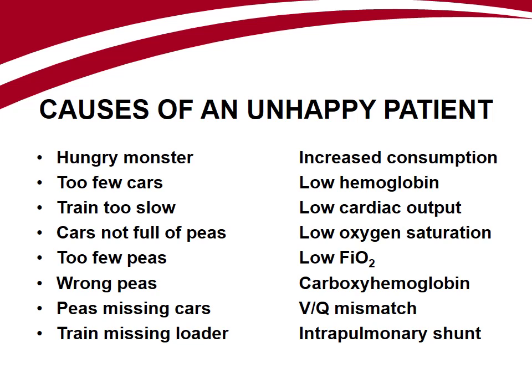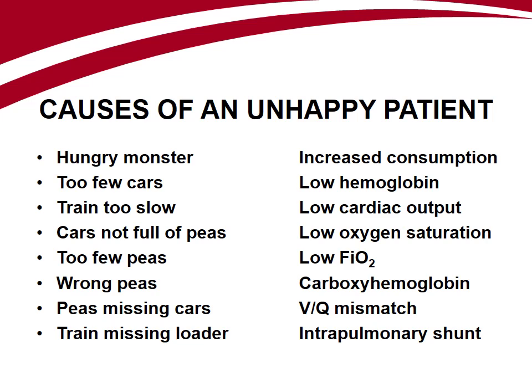Not enough train cars equals low hemoglobin. That's why you may hear some of the attendings refer to anemia as not having enough boxcars. A slow train equals low cardiac output. Boxcars that are not full of peas are low oxygen saturation. Too few peas is a low inspired oxygen fraction, or FiO2. The wrong peas are either carboxyhemoglobin or methemoglobin.